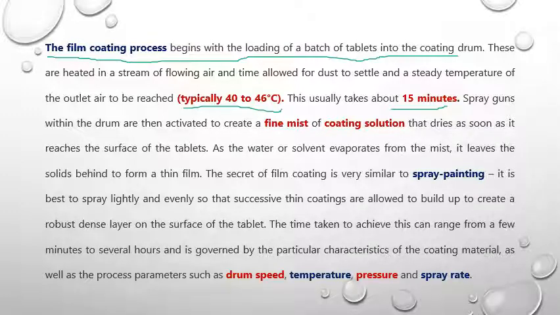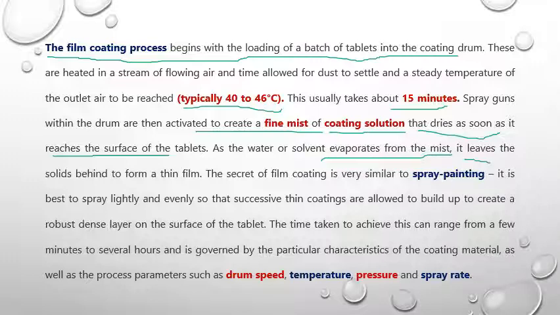The spray guns within the drum are then activated to create a fine mist of the coating solution that dries as soon as it reaches the surface of the tablet. As the water or the solvent evaporates from the mist, it leaves the solid behind to form a thin film. The secret of film coating is very similar to spray painting.